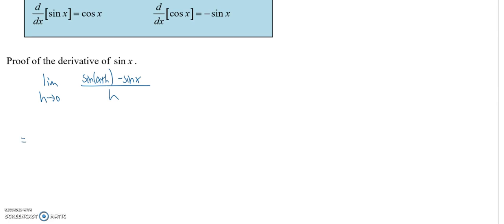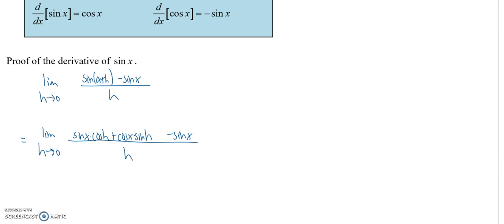Next, we're going to use the sum formula for sine. The limit as h approaches 0 of sine of x times cosine of h plus cosine of x times sine of h, and then minus our sine of x all over h. Again, that's just expanding the sine sum formula. Think back to pre-calculus, the sine of alpha plus beta. We have ways that we can expand that.